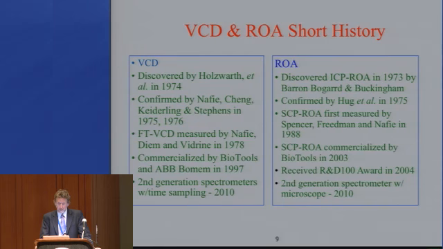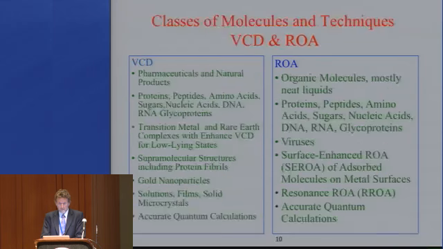For the ROA, it was discovered by Laurence Barron and A.D. Buckingham, and Bogart was a postdoc, and it was confirmed by Hoog in 1975. We made the first measurements of the SCP form of ROA, which was the second one I showed you, in 1988, and then it was commercialized in 2003 by BioTools, and there's a new generation of instrument.